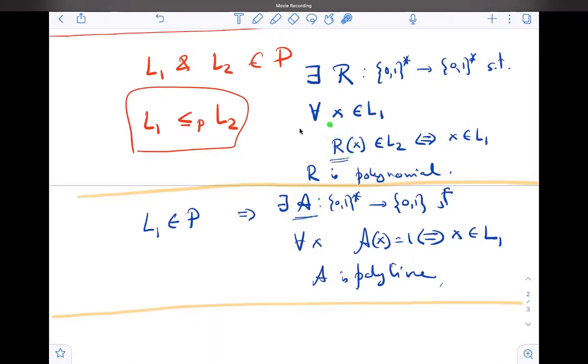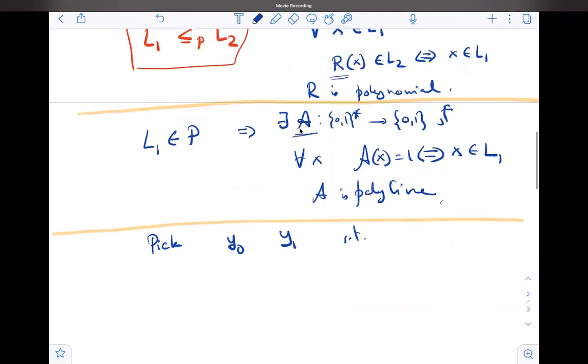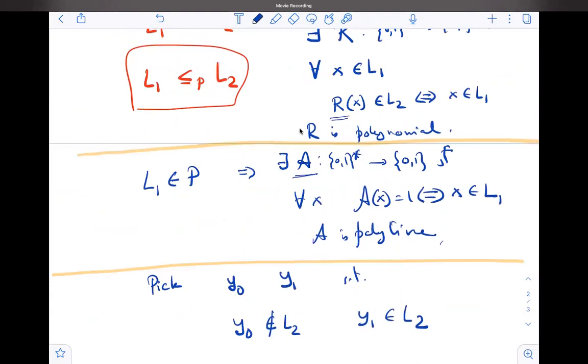So you've given me an X in L1. My algorithm will do the following. First of all, fix a number y0 and y1 such that y0 is not in L2 and y1 is in L2. Fix it. I don't care what it is. Just two numbers, two strings.